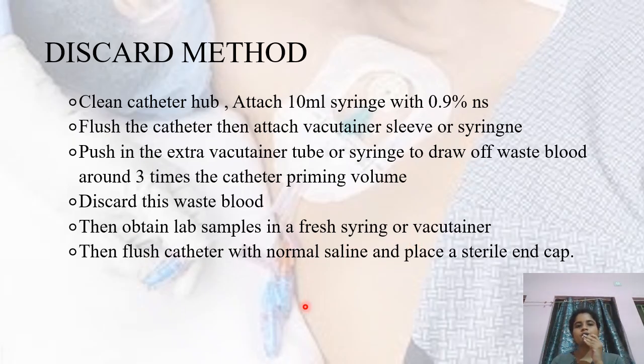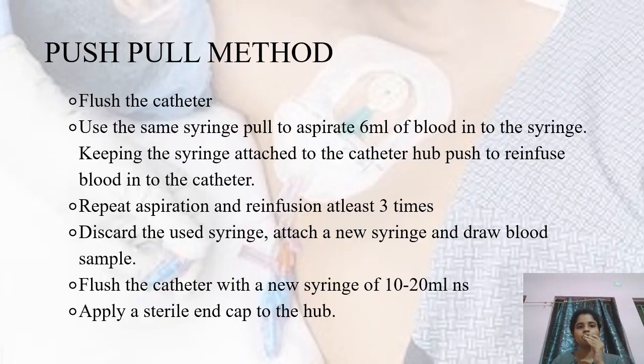One problem with this discard method is that in ICU patients we have to routinely send blood cultures or the routine investigations, CBC, LFT, RFT, every day. So what will happen if we use the discard method? Every time we take samples, we have to discard some 20 ml or 30 ml of blood. This can cause anemia in the patient and the HB levels may fall. So instead of this discard method, you can use another method, that is the push-pull method.